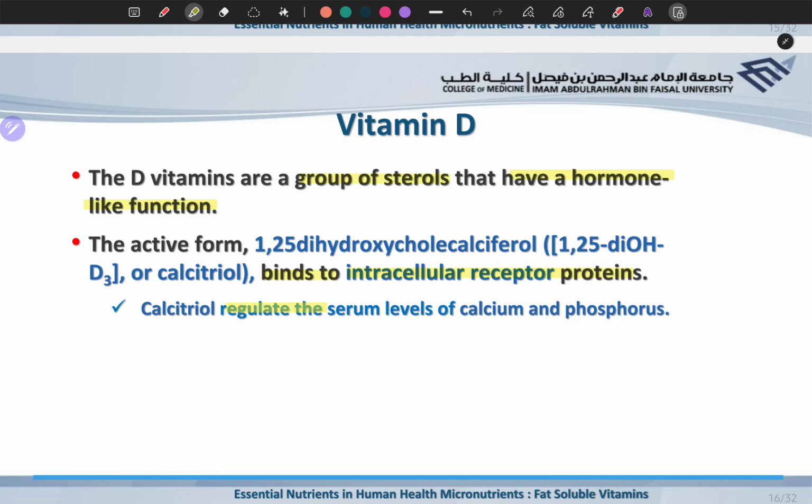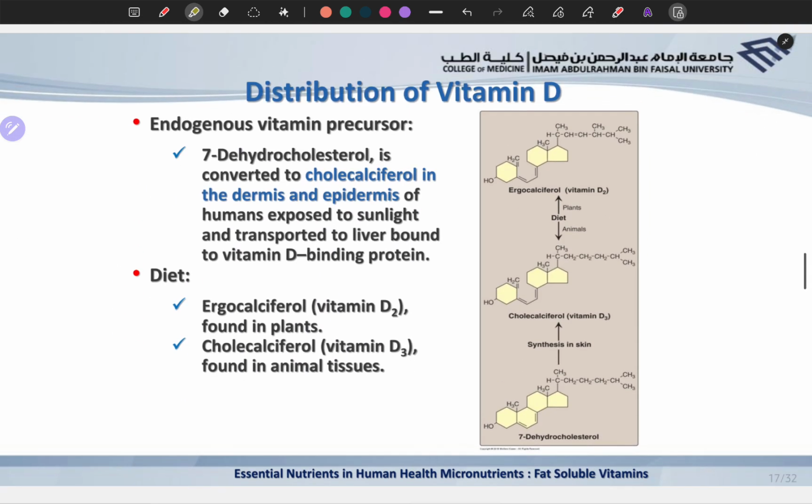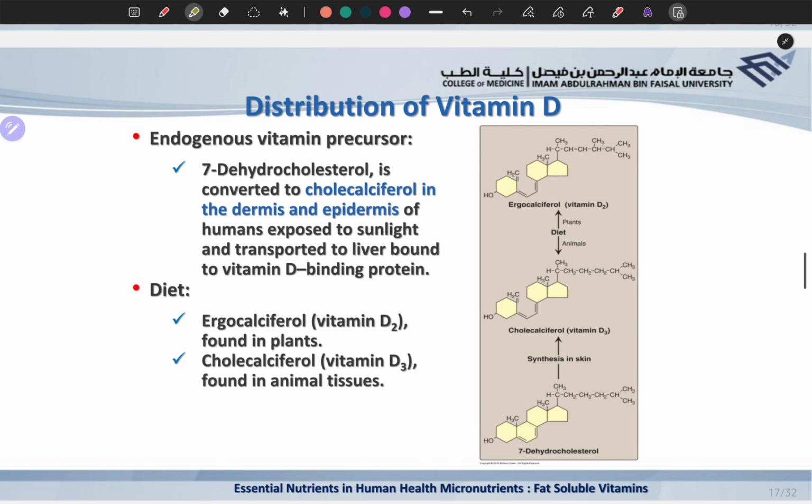Distribution, from where do you get it? There is an endogenous production of vitamin D inside our body, and it is not from sunlight, by the way. Sunlight doesn't have vitamin D. Is it clear? Sunlight doesn't give you vitamin D, although sunlight is required. That's why before I begin, I cleared that out.